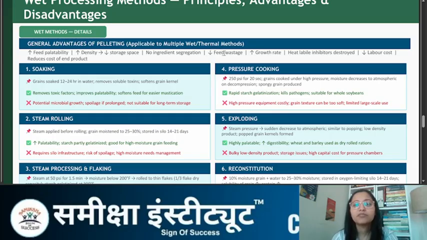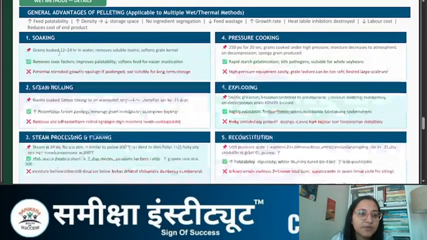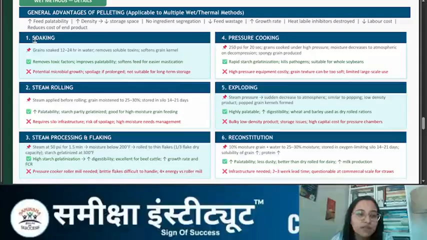So feed wastage will be reduced. Animals will not show preference to the common feed. Then the growth rate will be higher, heat labile inhibitors are destroyed, and labor cost will be lower as compared to the dry processing method.